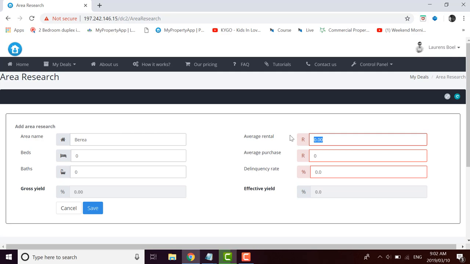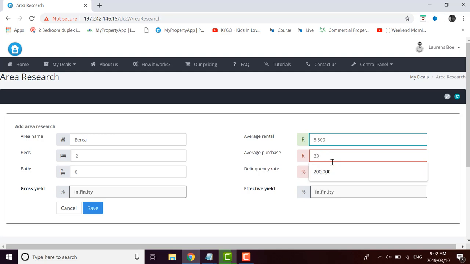Right, the average rental for a 2-bedroom property in Berea might be about, let's call it 5,500. So 2 beds. The average purchase price of a 2-bedroom might be around the 200,000 Rand mark. Bath, let's say 1 bath, and then the delinquency rate. Now this is very important. This is the rate at which a tenant might default in a specific area.